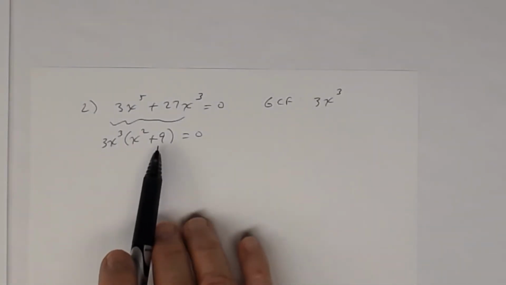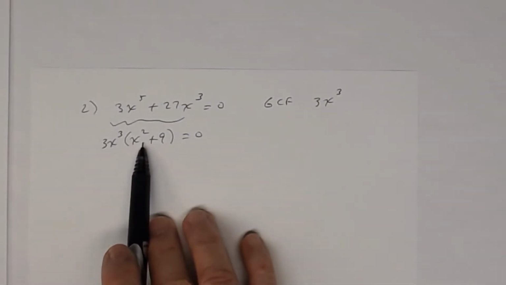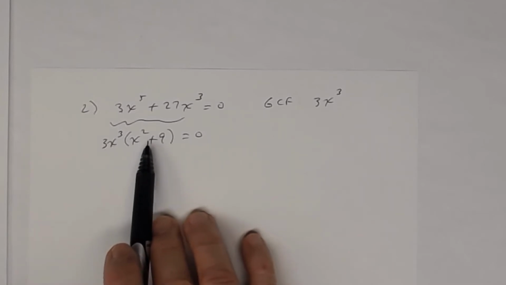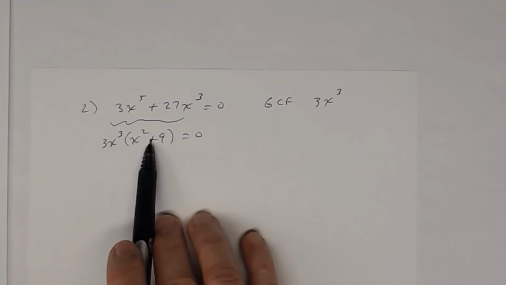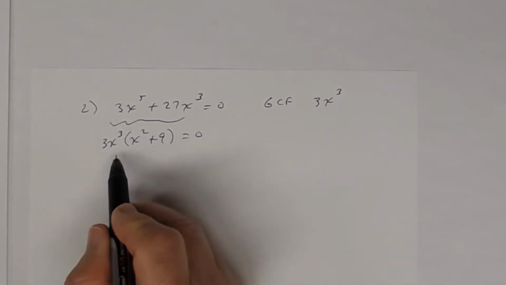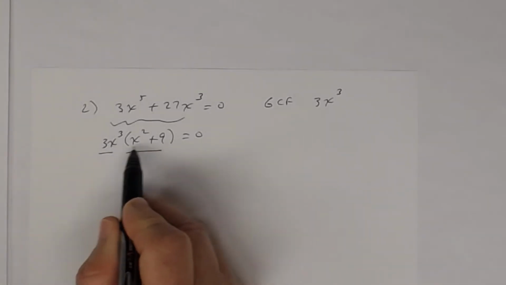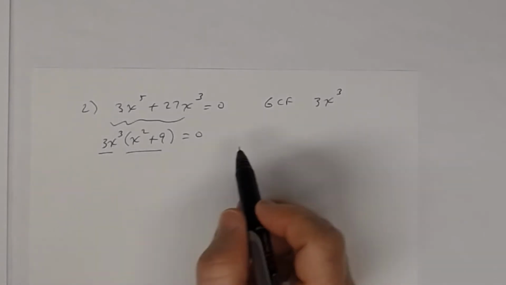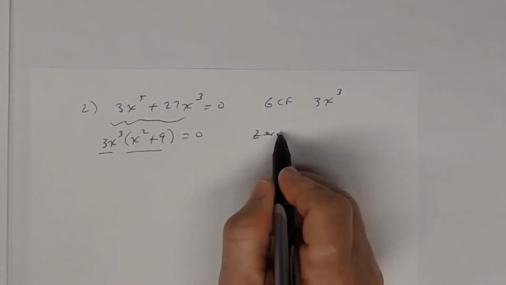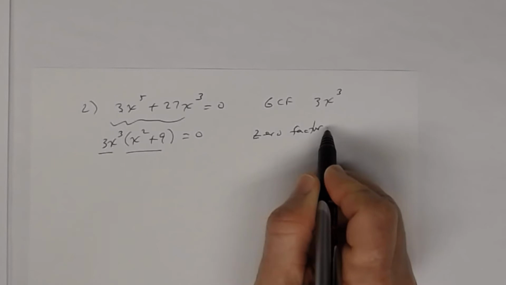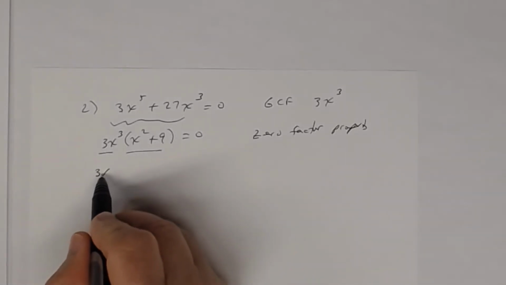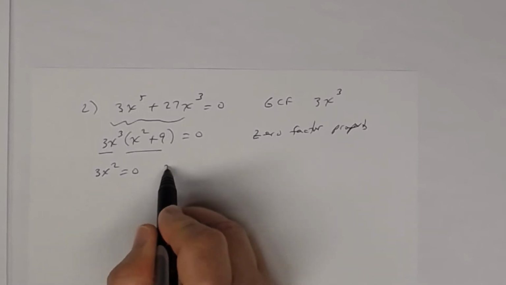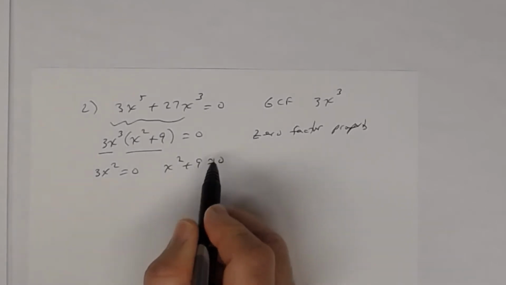But over here, this is the sum of two squares, and we learned in the past that over the integers, the sum of two squares cannot be factored. So then you're forced to look at these two factors separately. So I'm going to use the zero factor property at this point. And when I do that, I get 3x squared equals 0, x squared plus 9 equals 0.